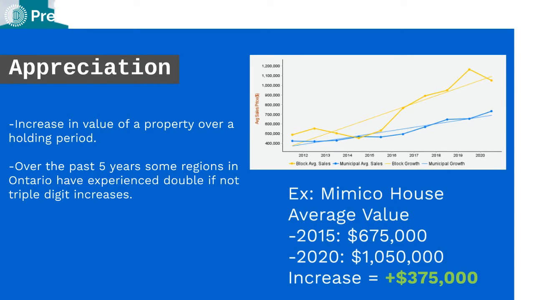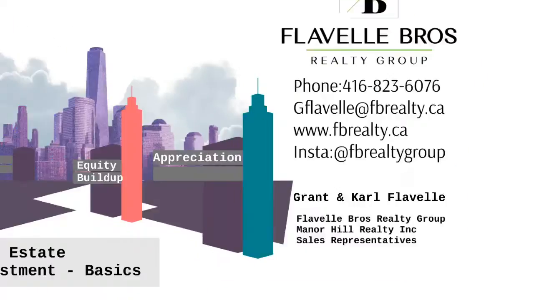For an example, we'll take a house in Mimico. In 2015, this house was going for $675,000. Fast forward to 2020, and we're at $1,050,000. So that's an increase of $375,000 for doing absolutely nothing. Now, let's skip to the next part.